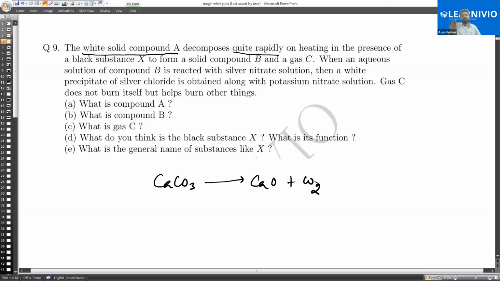But calcium carbonate requires much time to heat. It is heated at 900 degrees Celsius, and it does not decompose rapidly. Secondly, it is not heated in the presence of a black substance, or any substance. It is directly heated.